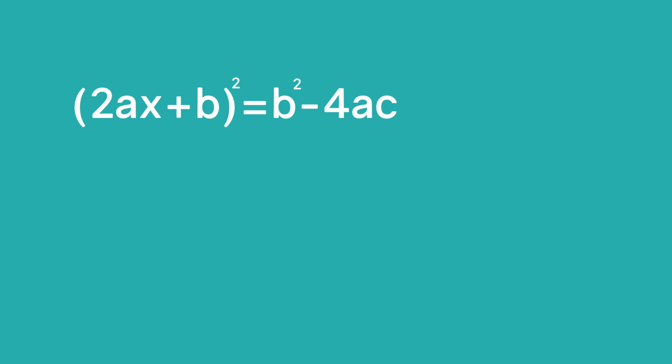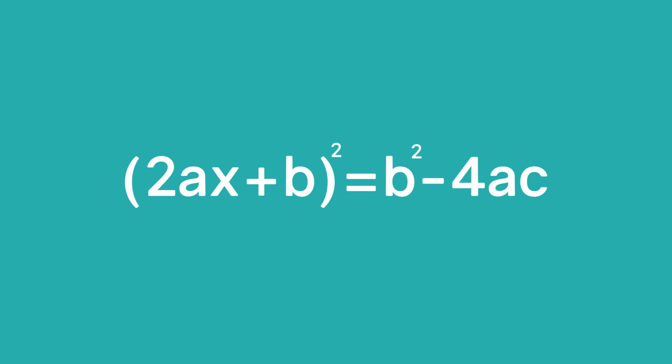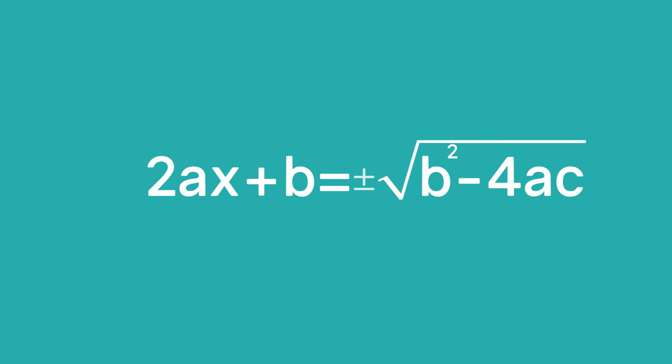Now we can go back to the original formula. Since the left-hand side is squared, we can square root the other side to simplify it. Now it's 2ax plus b is equal to plus minus the square root of b squared minus 4ac. Note the use of the plus minus sign, indicating that it'll have two values.